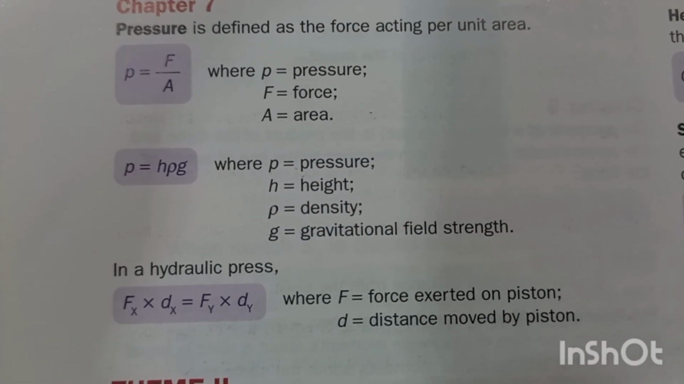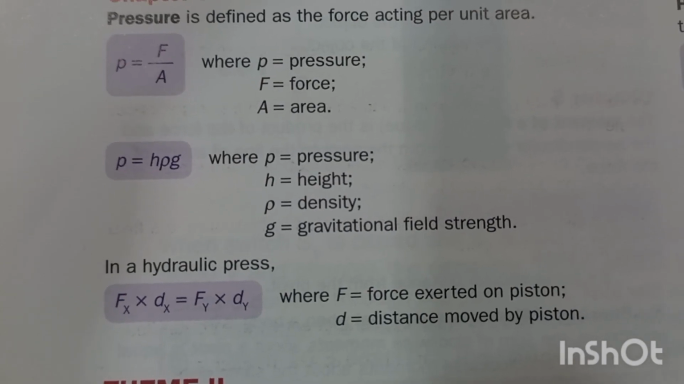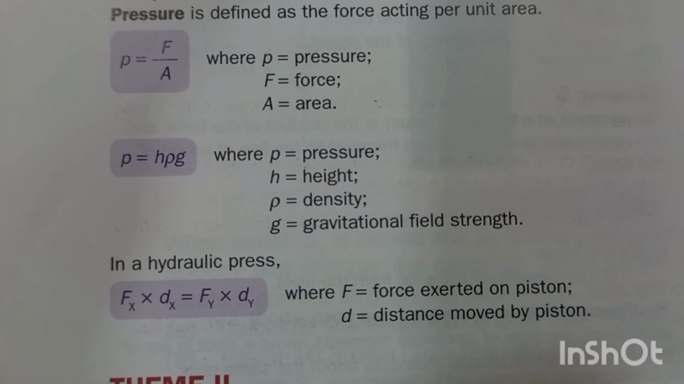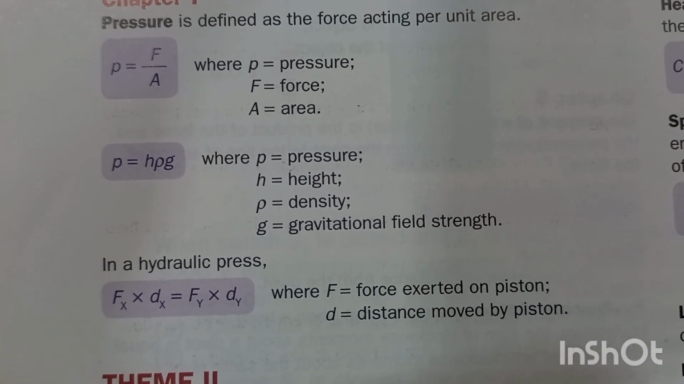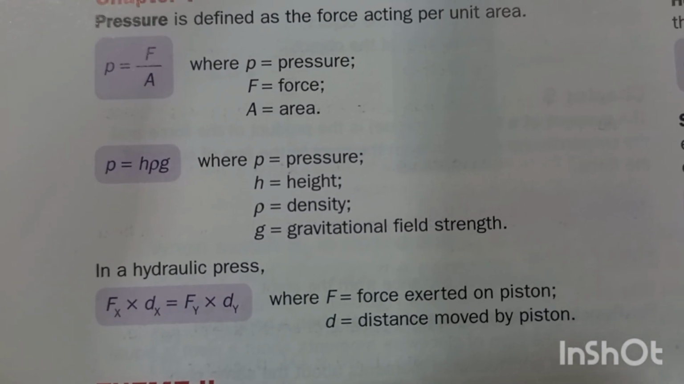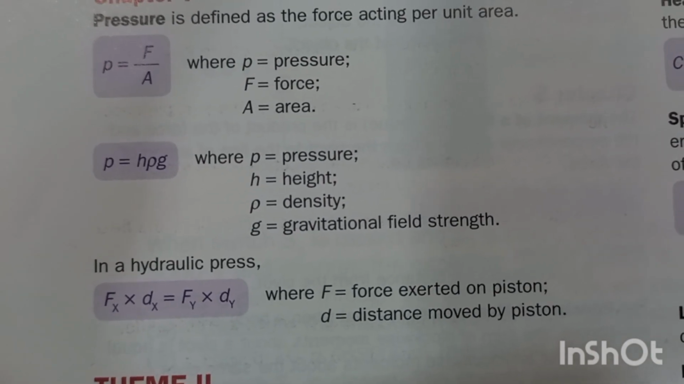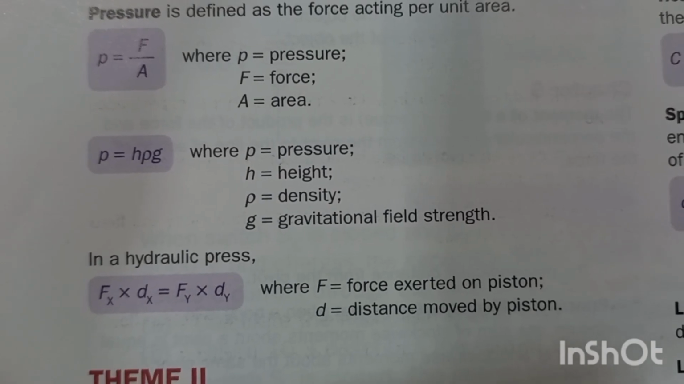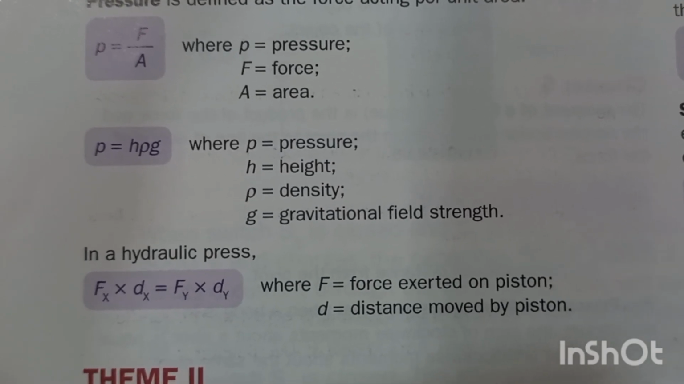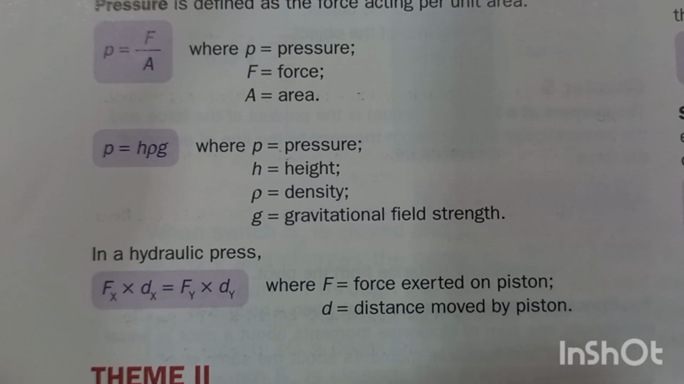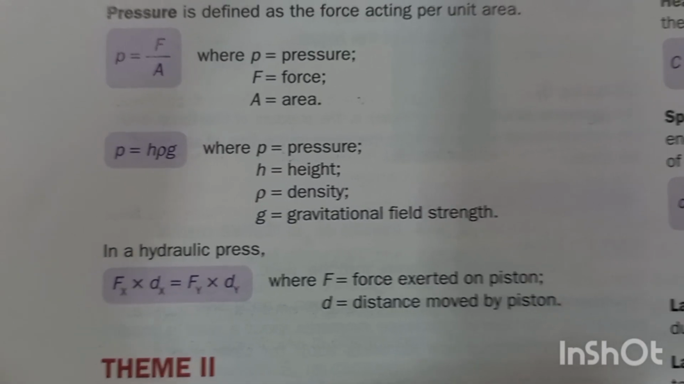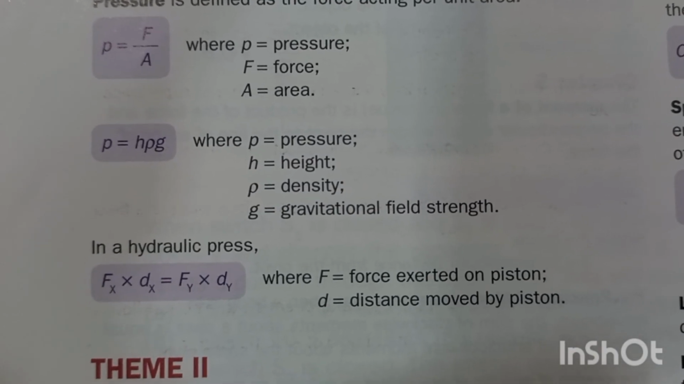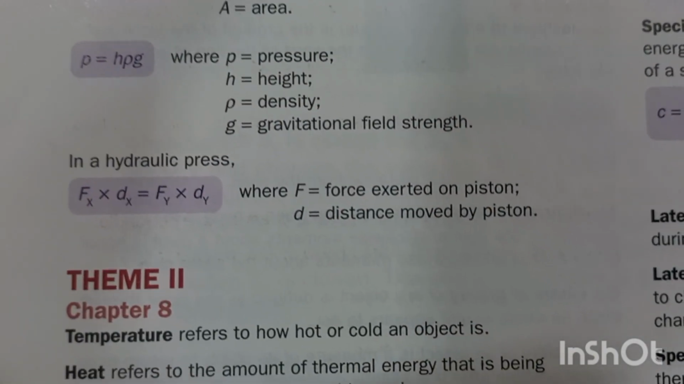The hydrostatic pressure, or the pressure of a liquid or a gas, is P = hρg, where P is the pressure, h is the height, ρ is the density, and g is the gravitational field strength. This height means the depth of the liquid above the point of observation.